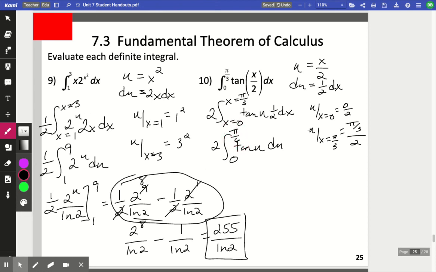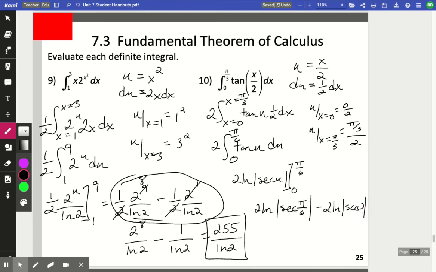All right, and so now I'm going to integrate tangent of u from 0 to pi over 6. So I have 2 times the integral of tangent. Remember, this is the natural log of the absolute value of secant of u. And then we're going to evaluate that from 0 to pi over 6. So 2 times the natural log of the absolute value of the secant of pi over 6 minus 2 times the natural log of the absolute value of the secant of 0. All right, so now what?